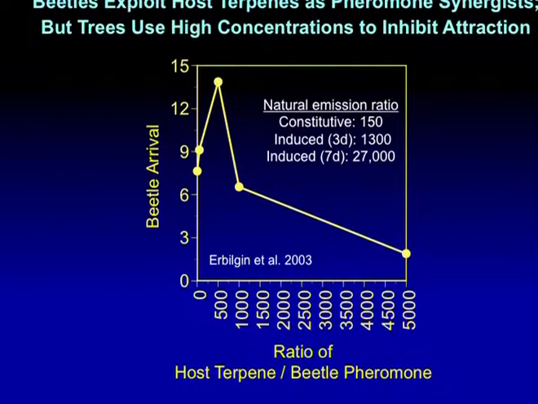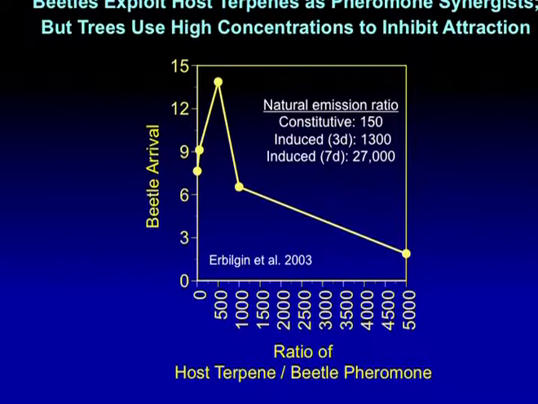So when you see something like this, you wonder, how is it the tree can ever survive? Well, one way it can do it is by jamming that communication system. And this is some work that Nadir Irbujin did when he was in our lab, and he manipulated the ratio of the host terpene to the beetle pheromone. This is work with Ips pinei, and this is the arrival in funnel traps. And when it was just the pheromone alone, this was his arrival rate. When he added some terpenes, there was indeed synergism. But then when he added more, it dropped right back down to the pheromone alone. There no longer was synergism. And when he added even more, there was inhibition by response of these beetles.